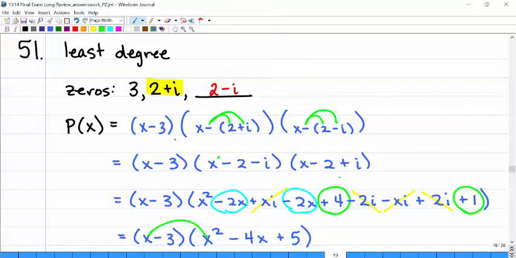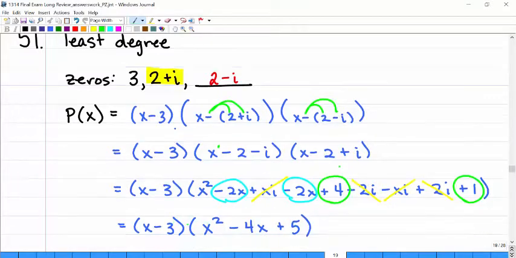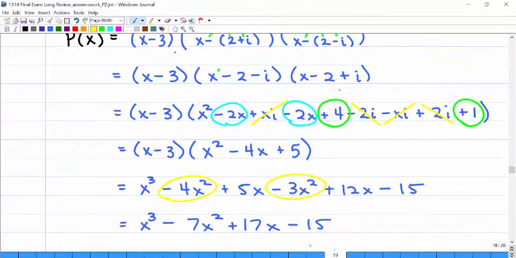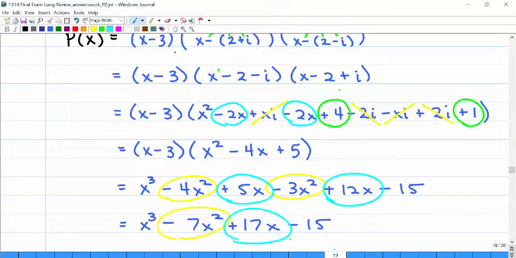So I need to multiply the x by all 3 things. Then I need to multiply the negative 3 by all 3 things. When I do that, I get this. Again, I need to collect like terms. Negative 4x squared minus 3x squared will give me negative 7x squared. Plus 5x plus 12x gives me plus 17x. And then again, you had your x cubed and your constant was negative 15. So my answer is x cubed minus 7x squared plus 17x plus 15.